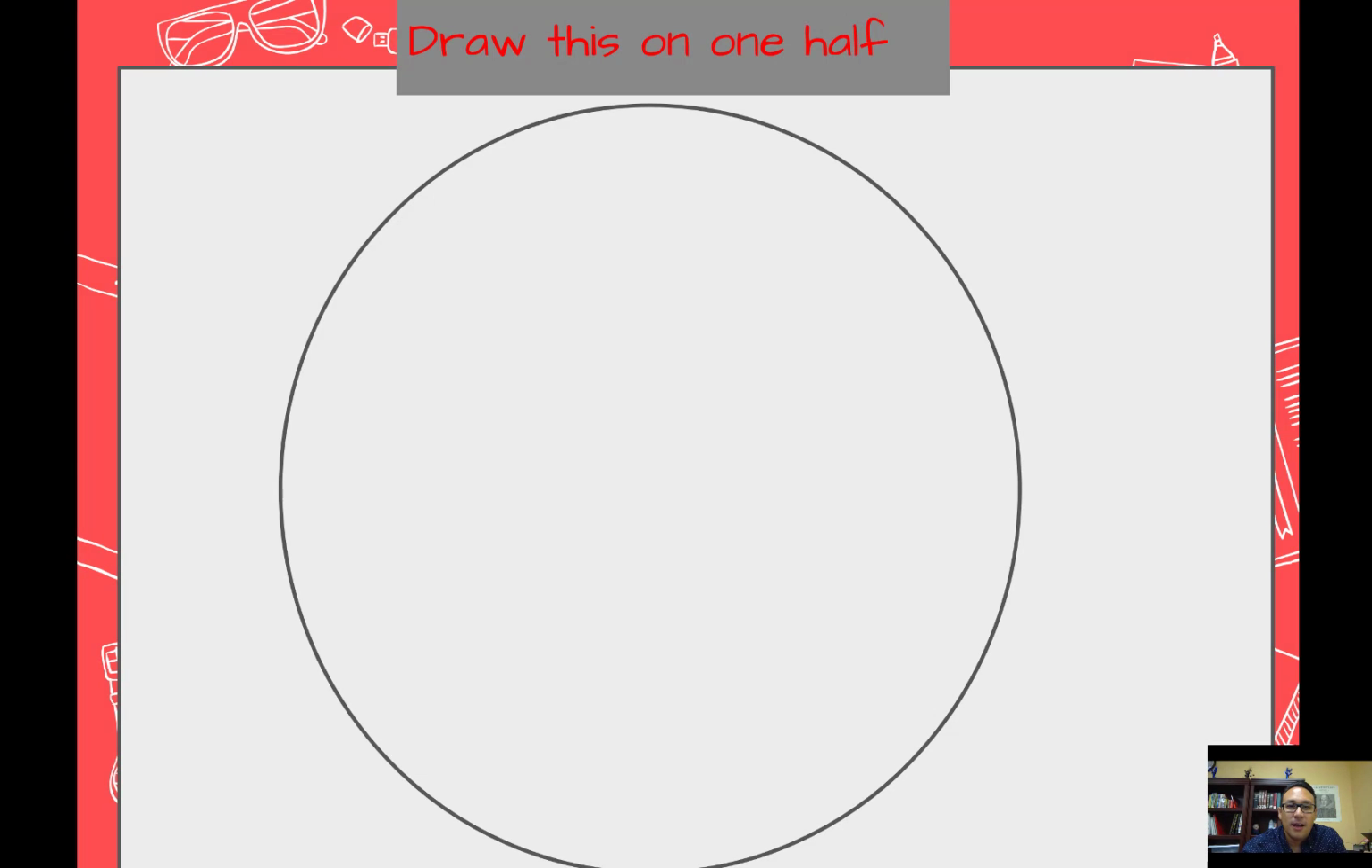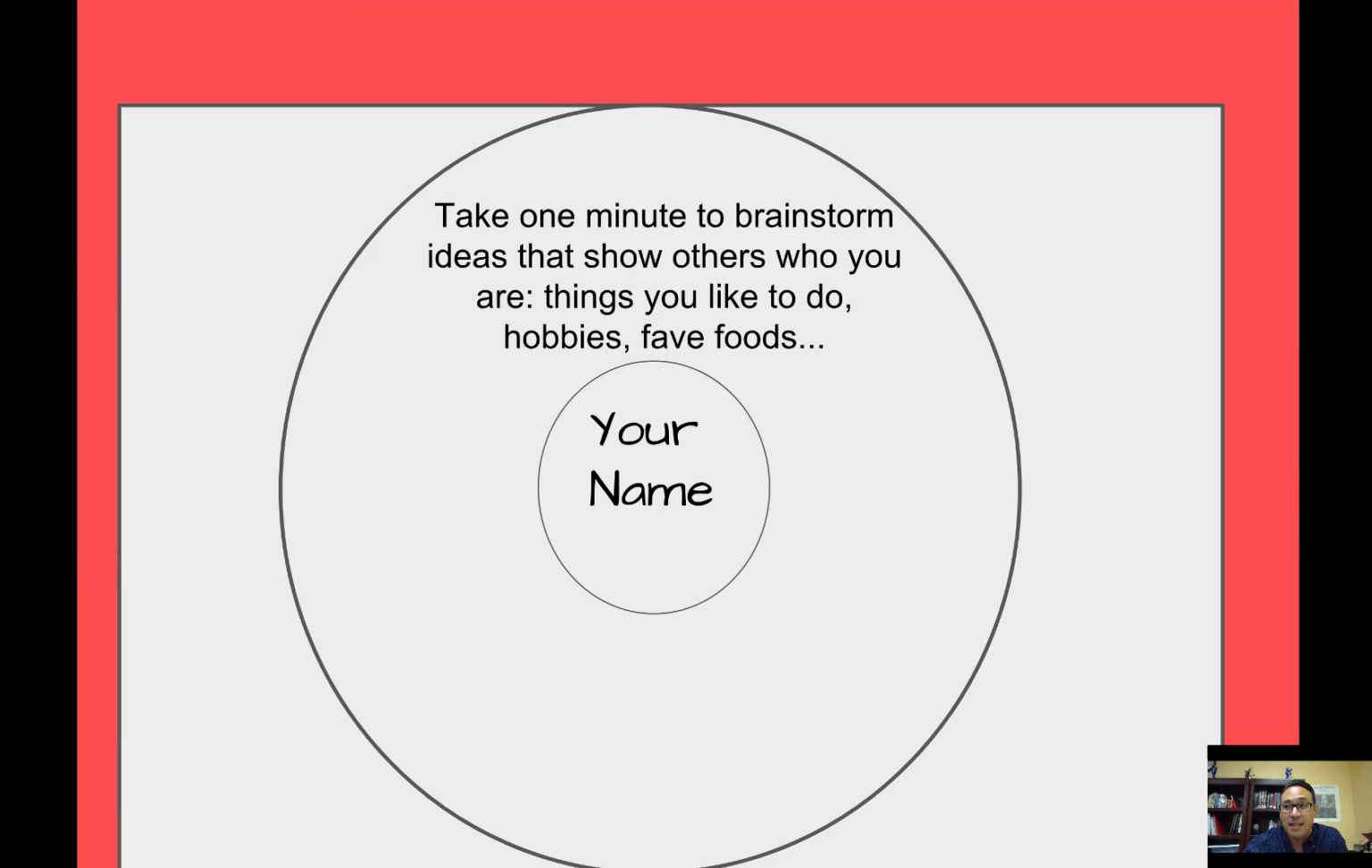All right, have them draw one on that half like that, and in the center write their name. Okay, and I actually like to give them an example first. So in the outer circle, where the sprinkles go on the donut is how I describe it to them. They're going to brainstorm ideas about themselves, what they like to do, who they are, what their hobbies are, etc. And I give them an example.